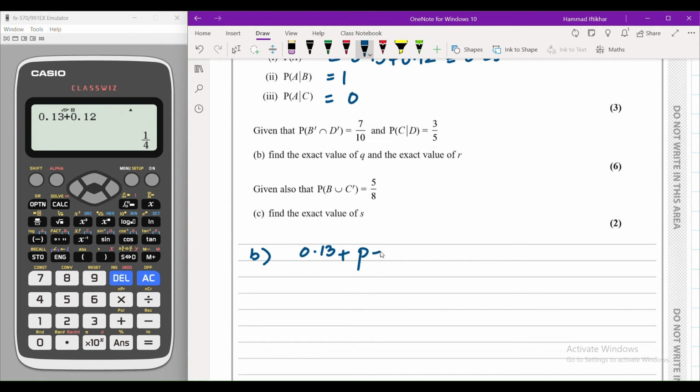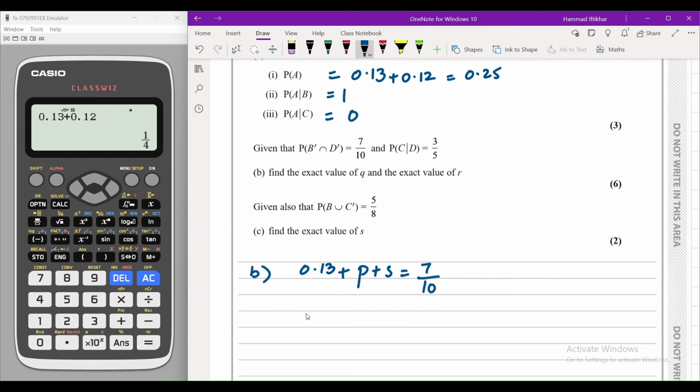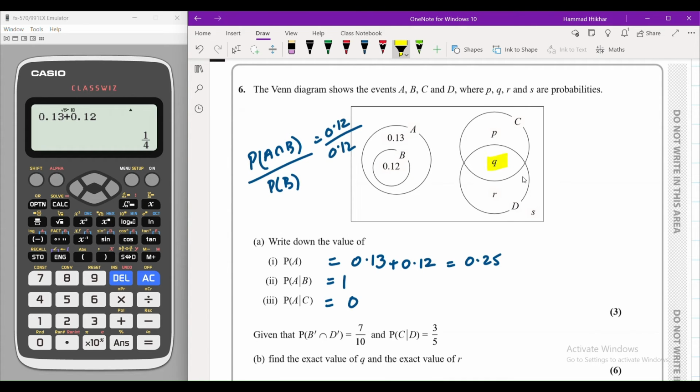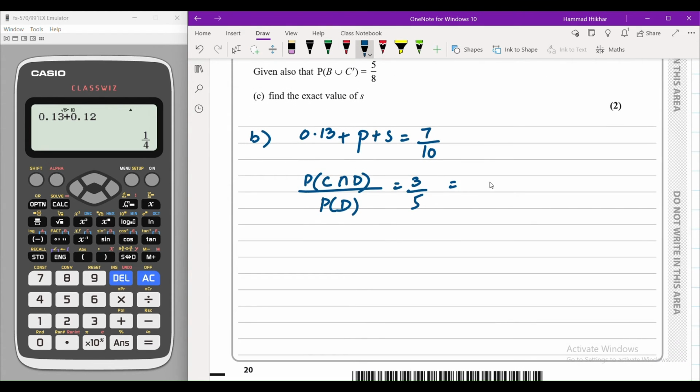0.13 plus P plus S equals 7/10. Okay. Now the C given D. Again, it's going to be C intersection D divided by probability of D equals 3/5. Now let's go into the diagram, see what that means. So if we erase this, C intersection D is Q and D itself is Q plus R. So Q over Q plus R.